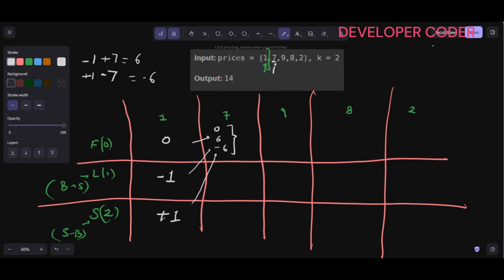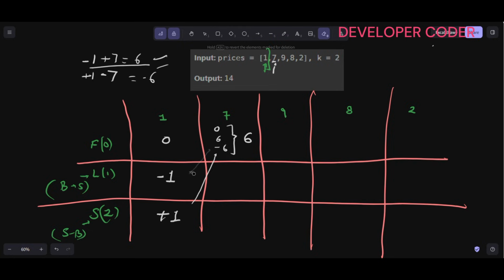Best result to move here, tell me. So the best result to move here is 6. That's what I'm writing here. Clear? This is the best result that you can do, right? That simply means you are getting 6 when you are buying at 1 and selling at 6 at 7. So in this case, you are going to get 6. Clear? Same way.